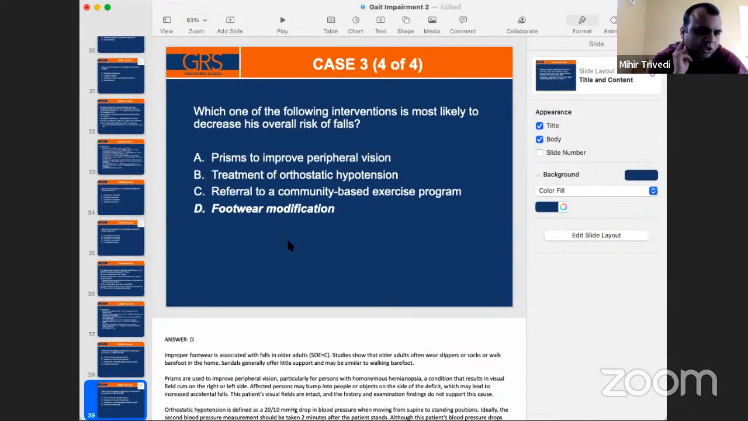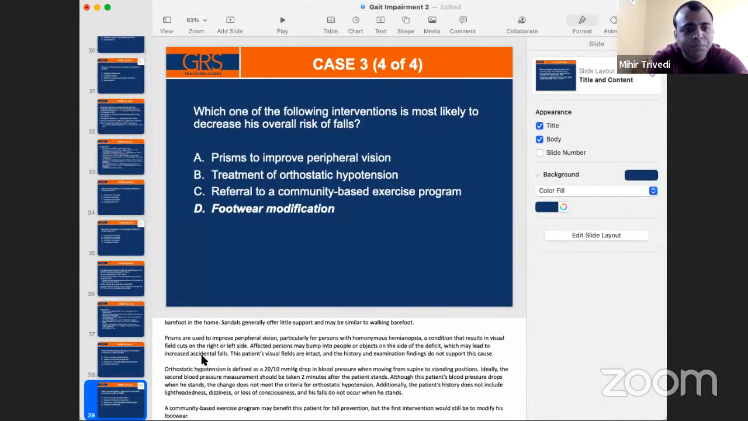Improper footwear is associated with falls in older adults. Studies show that older adults often wear slippers or socks or walk barefoot in the home. Sandals generally offer little support and may be similar to walking barefoot.